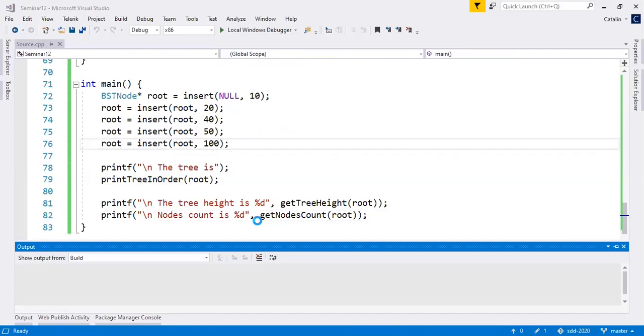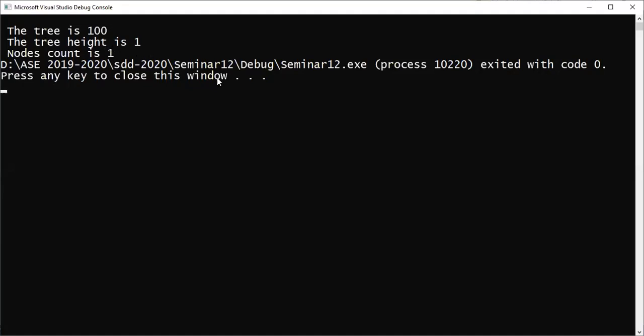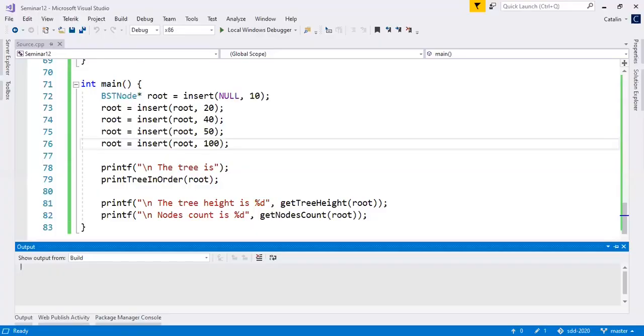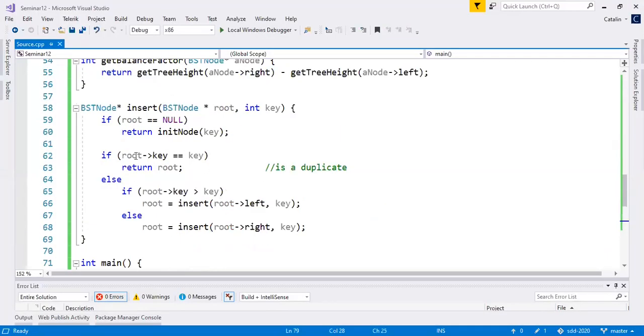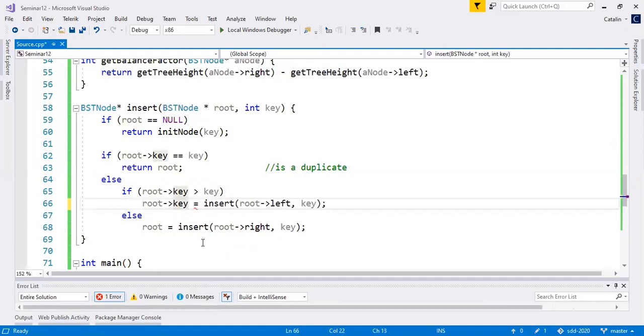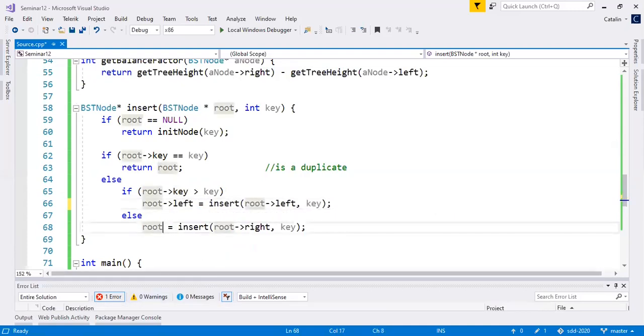And I have an issue here. There is only one node. Again, like on Tuesday, I'm losing the root node, and it's here in insert. So let's see: if root equals null, return init node. If root key equals key, return root. If root key, sorry, my mistake, it's left, because we break the links here, and that's why you have only one node.